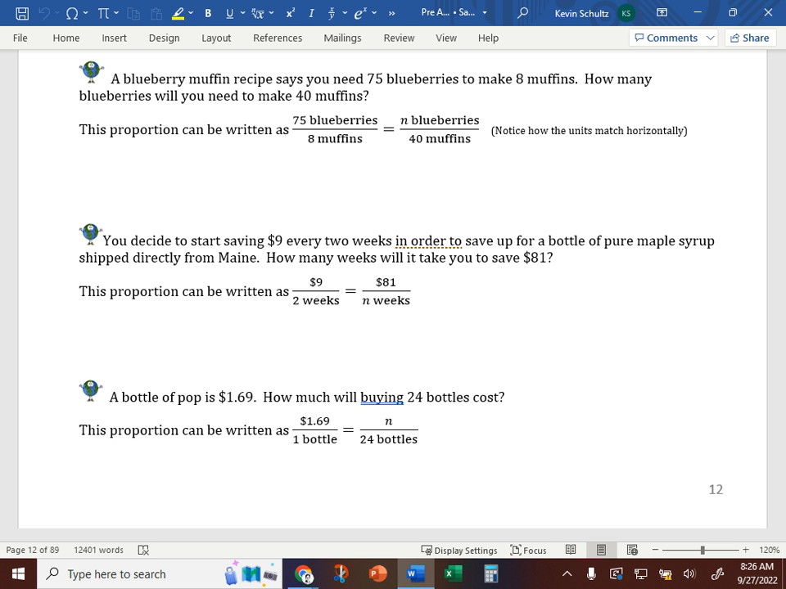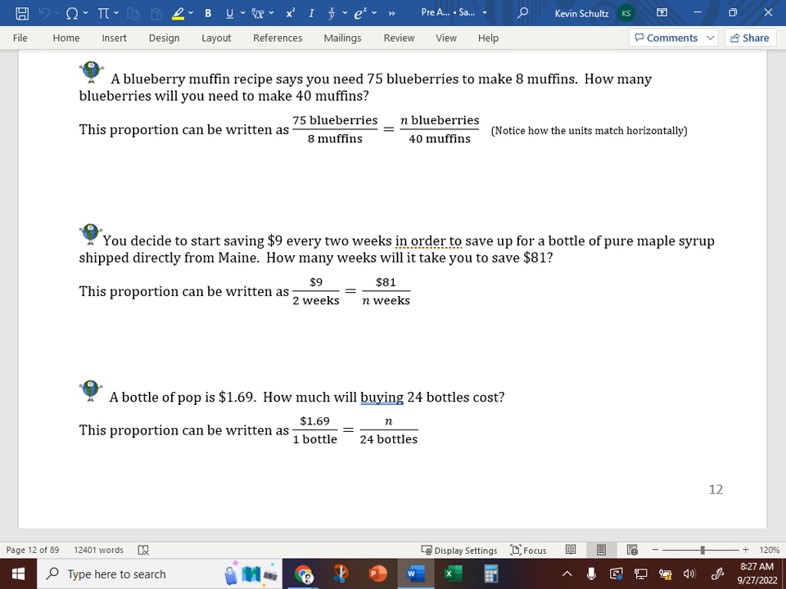Oh, not many. Well, in baking, if a blueberry muffin recipe says you need 75 blueberries to make 8 muffins, but you've got a lot of people coming over, so you want to increase this recipe and make 40 muffins, why wouldn't you use 75 blueberries for 40 muffins? Why would it not make a whole lot of sense to increase the number of muffins but keep the blueberries the same? Adrian? Right. It would change the taste of it. It'd be very unblueberry, right?